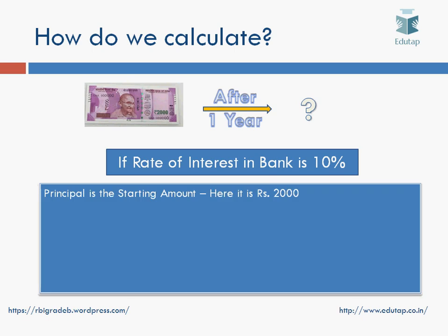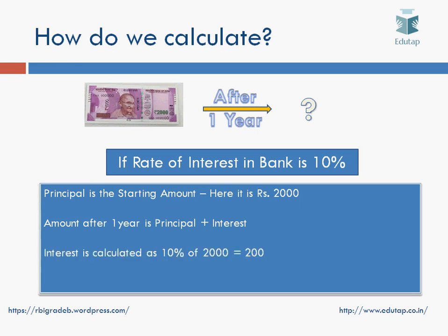So the principal amount is the starting amount. Here the principal amount is 2000. That is the starting amount which you have put in the bank. Now the amount after 1 year would be the principal plus interest. Now interest would be calculated as 10% of 2000, since the rate of interest is 10%. Now the 10% of 2000 would be 200. So the amount after 1 year would be 2000, which was your initial amount, plus interest, that is 200, and it becomes a total of 2200.